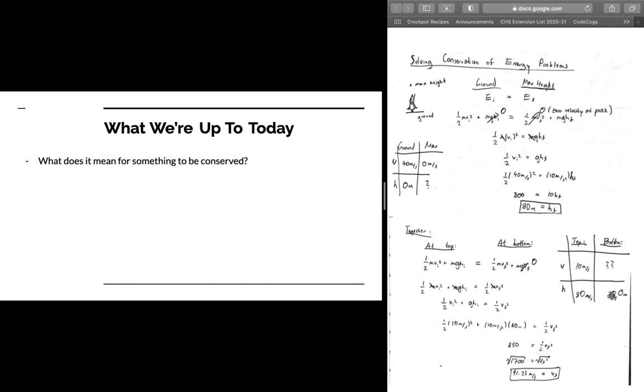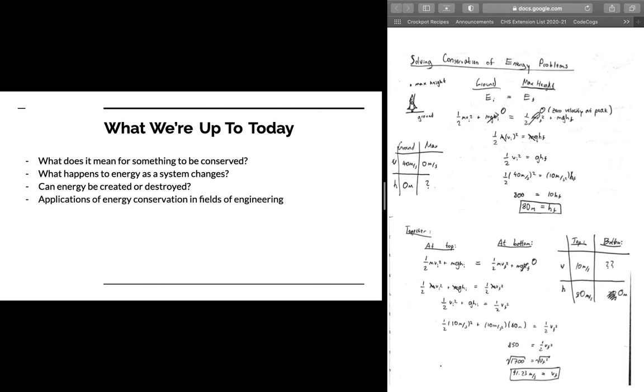So what we're up to today is, what does it mean for something to be conserved? What happens to energy as the system changes? Can energy be created or destroyed? And then applications of energy conservation in fields of engineering.